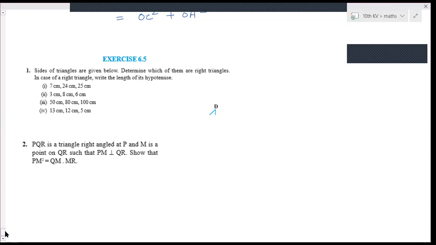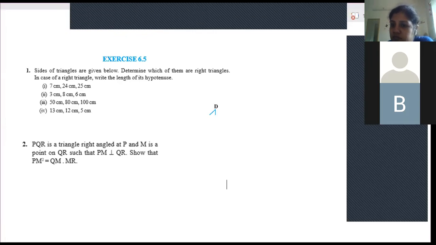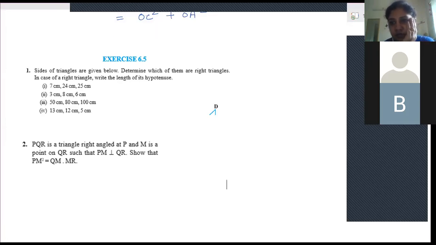The square of the larger side is equal to the sum of the squares of the other two sides. You have to prove, you have to show. If it is equal, then yes, it is a right triangle. And if it is not, then it is not a right triangle. Okay? Everyone finished? Yes, ma'am.